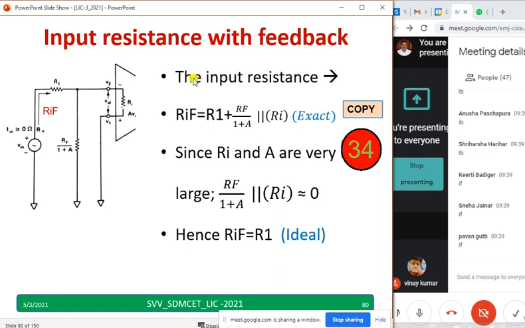The diagram is with you, hardly note down. RIF equal to R1, this is the ideal value we get. We'll take another 2 minutes and try to wind up.